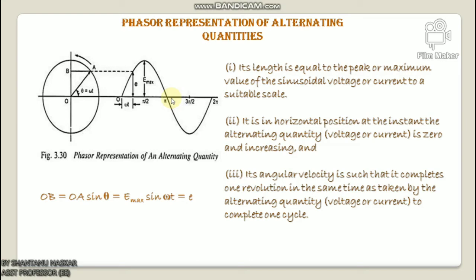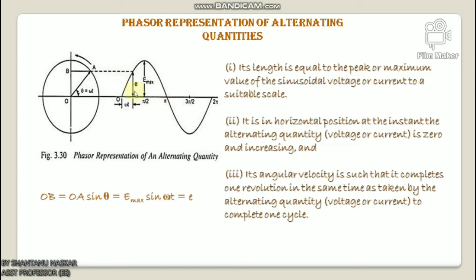For the solution of AC problems, it is advantageous to represent a sinusoidal quantity, maybe voltage or current, by a line of definite length rotating in the counterclockwise direction with the same angular velocity as that of the sinusoidal quantity. Such a rotating line is called a phasor. Okay, so is it clear what a phasor is?